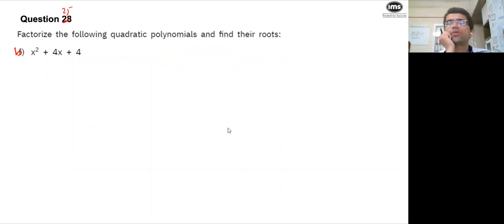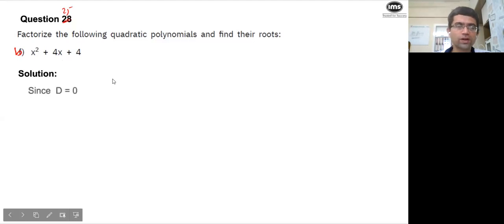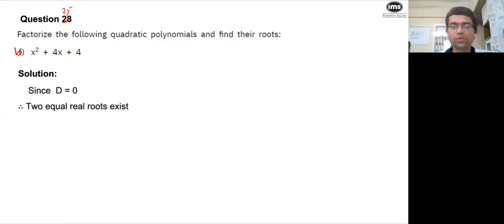See, you will use the formula minus b plus or minus root b square minus 4ac upon 2a only if the simple factorization does not help. Here it is just by observation that you should say this is x plus 2 the whole square. Correct? The discriminant is equal to 0, so the two equal roots exist here. Yes, you can notice that also.